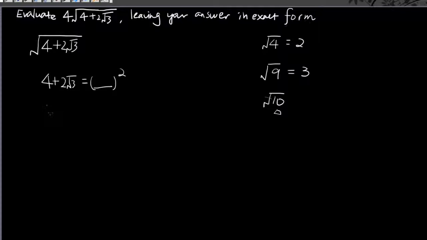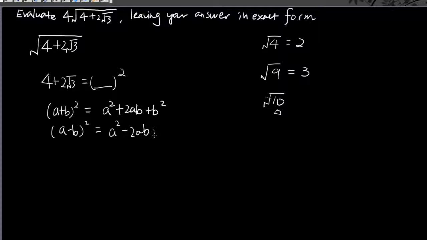Four plus 2 root 3 equals an expression's square. It's a bit difficult because there are only 2 terms. So let's do a quick revision of the important algebraic identities. We have (a plus b) whole thing squared equals a squared plus 2ab plus b squared. Another one is (a minus b) whole thing squared equals a squared minus 2ab plus b squared.